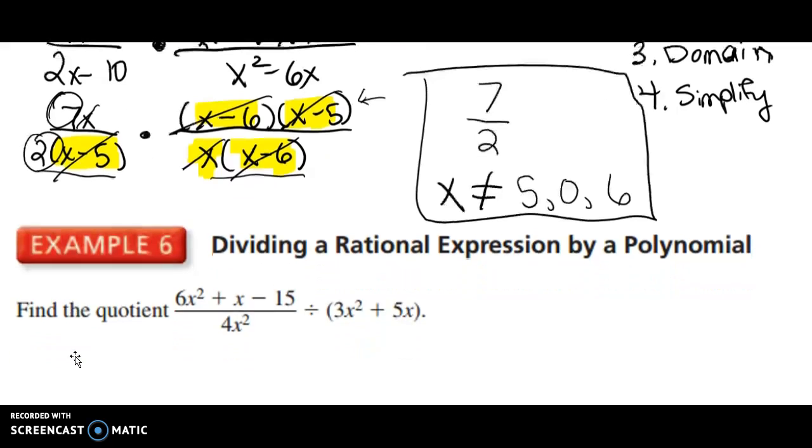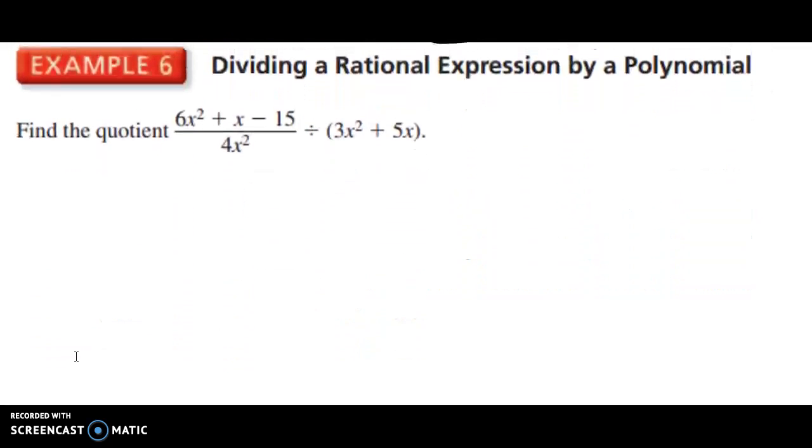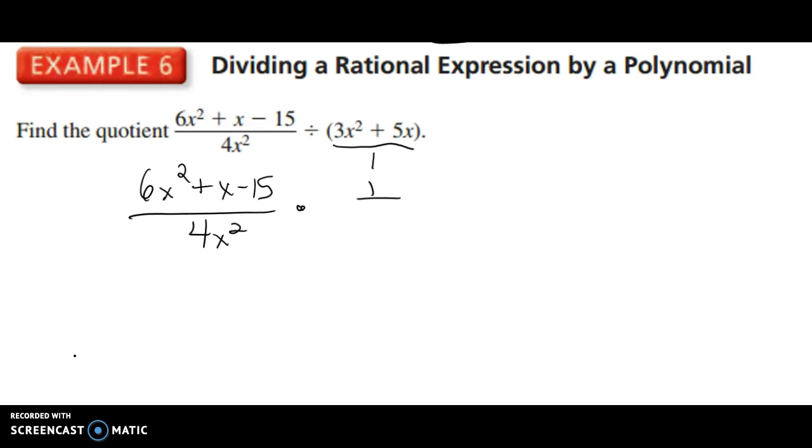Let's look at example 6. Start off by making the problem both fractions. And let's do step 1 by rewriting the problem as a multiplication problem by the reciprocal. And now we're back to problems like we did on Monday. Let's factor this first numerator. This is actually a harder trinomial.